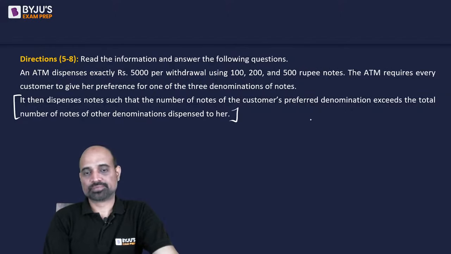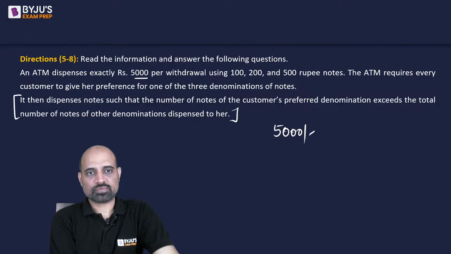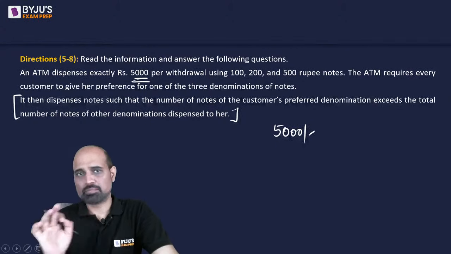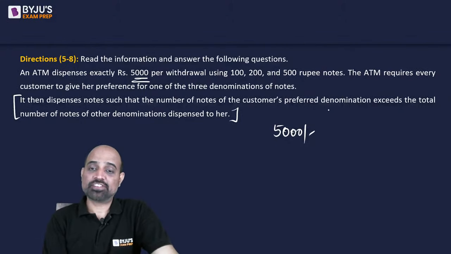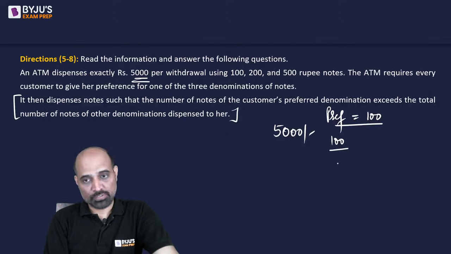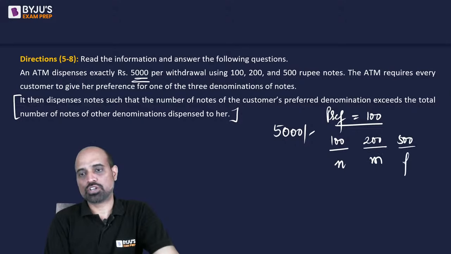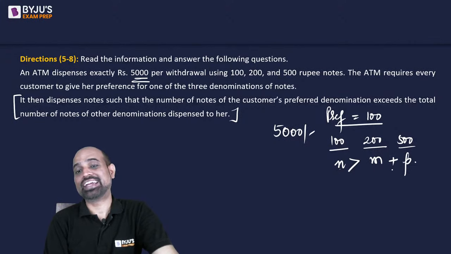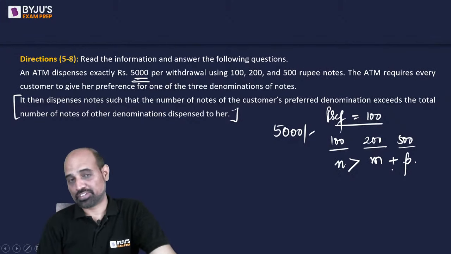This is important. Suppose I need 5,000 rupees. The ATM gives 5,000 only, neither less nor more. And if I give my preference as, let's say, 100 rupees, then whatever number of notes of 100 rupees I'm going to have, whatever notes of 200 rupees, and whatever notes of 500 rupees, the number of notes of 100 rupees should be greater than the number of notes of 200 and 500.